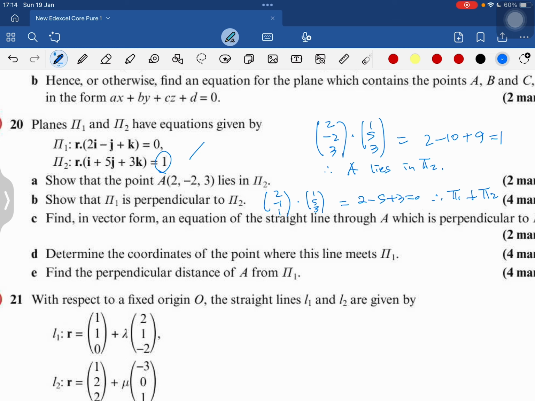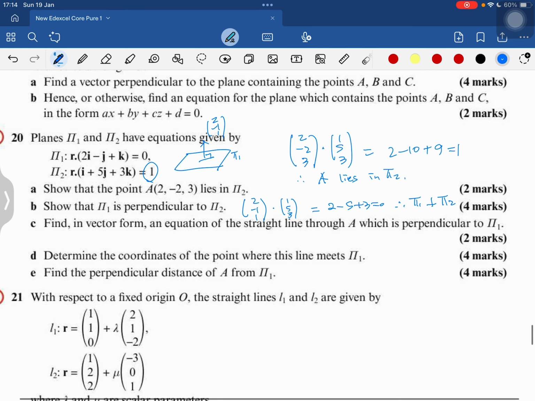The first one, pi 1, like this, has the normal vector, which is perpendicular to the plane, (2, -1, 1). Pi 2 also has a normal vector (1, 5, 3). So find the vector form equation of the straight line through A perpendicular to pi 1. We already know the perpendicular vector on pi 1, which is (2, -1, 1). So r equals, through A, (2, -2, 3) plus lambda (2, -1, 1).